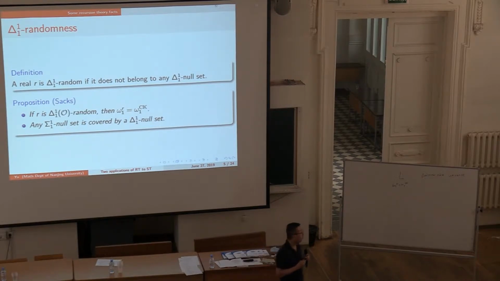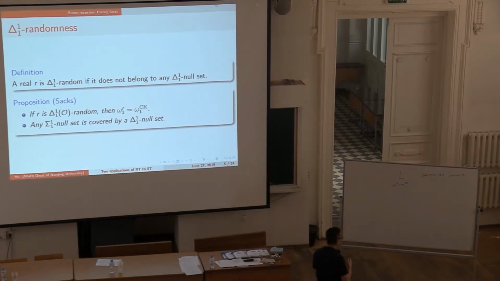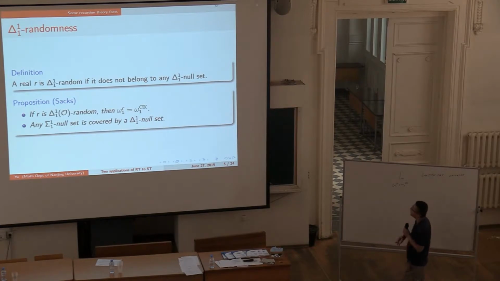And why is this true? We can prove it using recursion theory, because this is a classical set theory result: every analytic null set is covered by a Borel null set. But we can prove it using the lightface version and then just relativize to all parameters. Then we can get the full result in set theory. But we don't use a set theory argument. We use a recursion theory argument. So, okay, how to prove this using recursion theory?